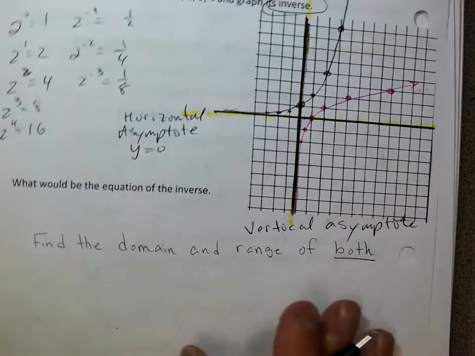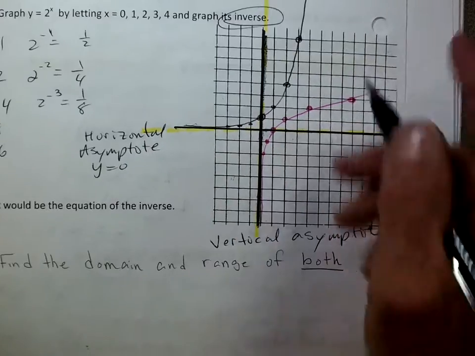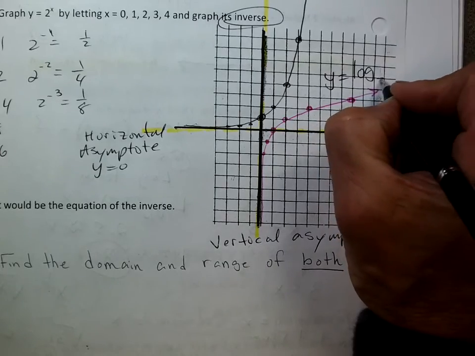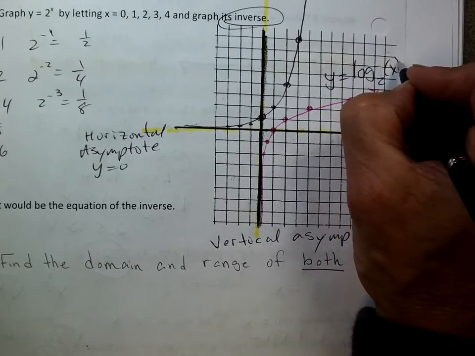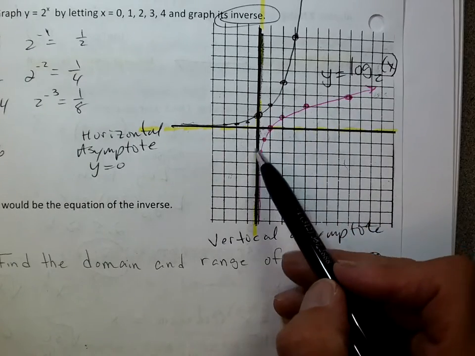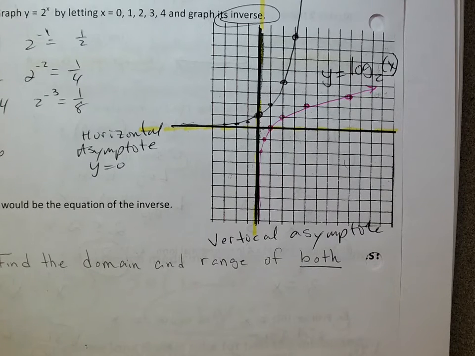Now what we found was a log graph. So the inverse of an exponential is a log. The equation to this one is going to be y equals log base 2 of x. That is the equation of its inverse. So an exponential function has an inverse. The inverse of an exponential function is the log function, right?